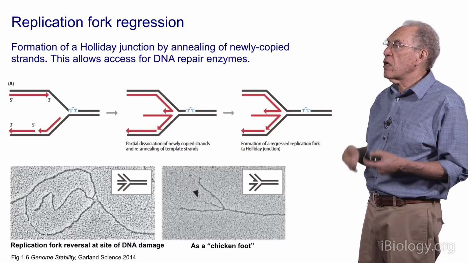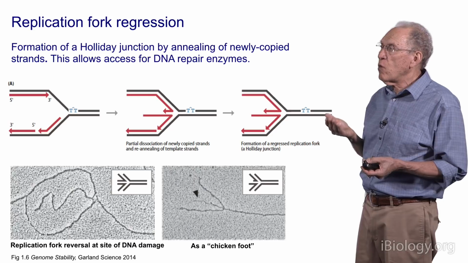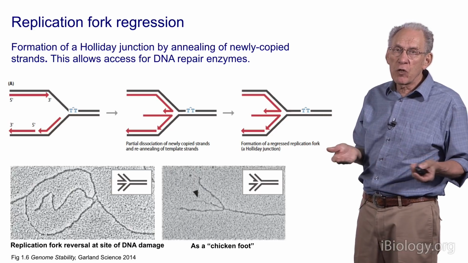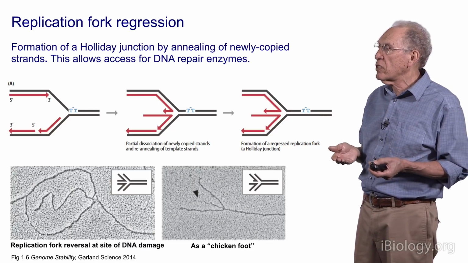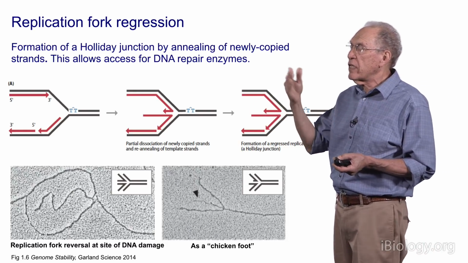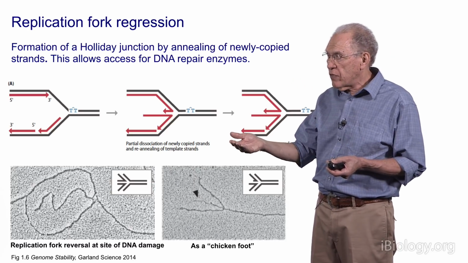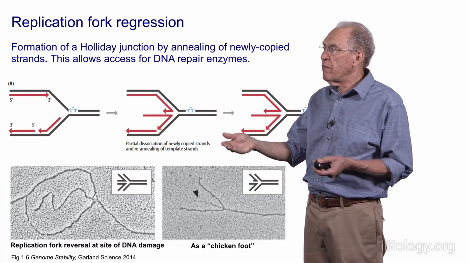One consequence of this replication fork stalling is a phenomenon called replication fork regression, and this will turn out to have some interesting consequences. So here the replication fork is moving from left to right. It encounters, in this case, a thymine dimer, and the replication fork can't progress any further than that.